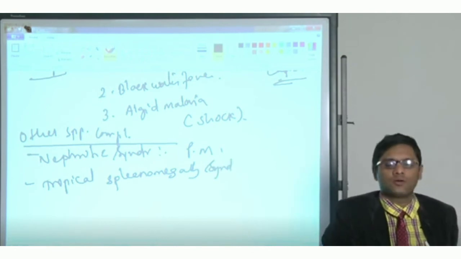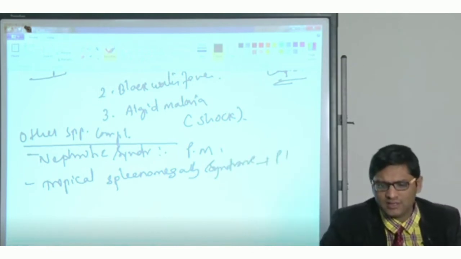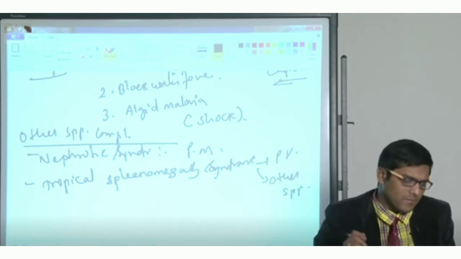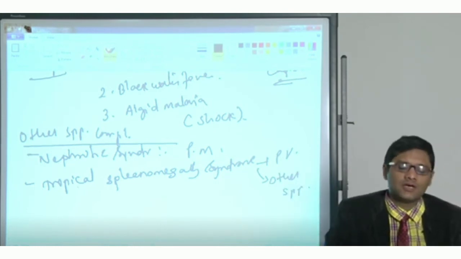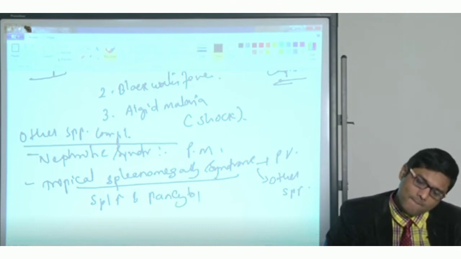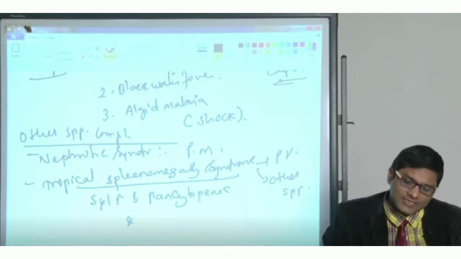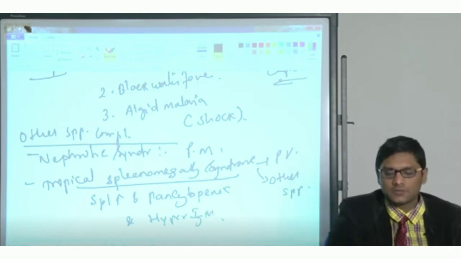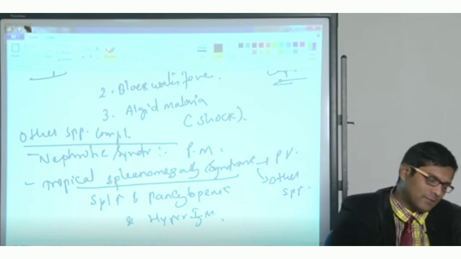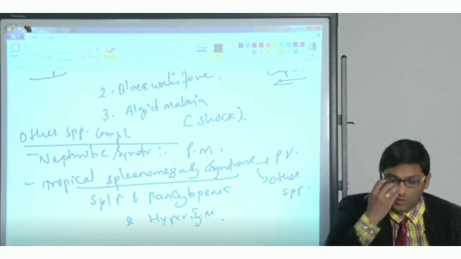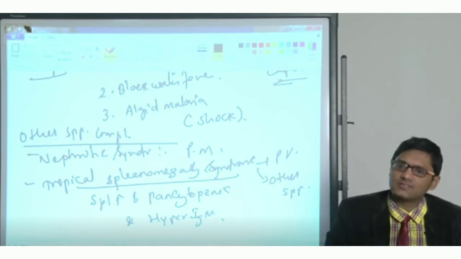Tropical splenomegaly syndrome is seen mainly in vivax, or maybe in other species also. It is characterized by splenomegaly, pancytopenia and hyper IgM. Three components will be there: splenomegaly, pancytopenia and hyper IgM. Okay, so all these are various manifestations.